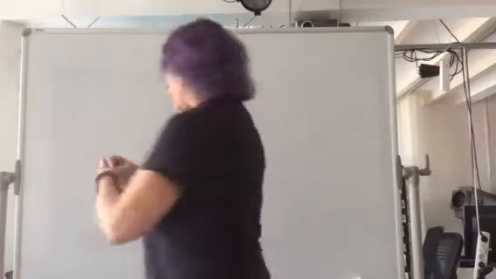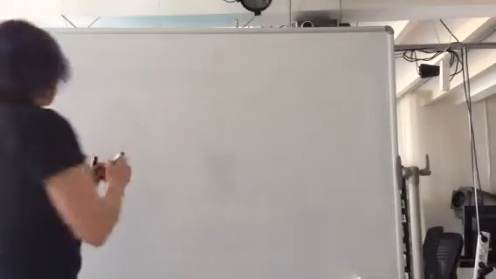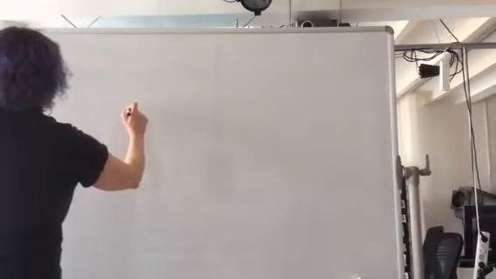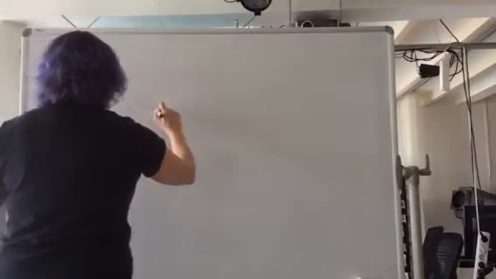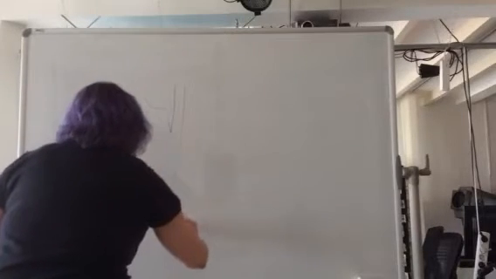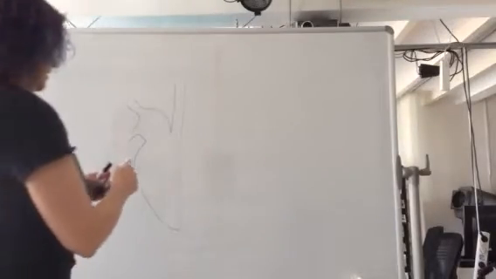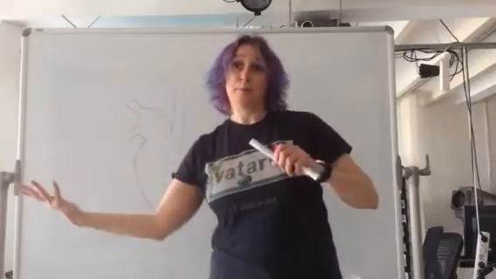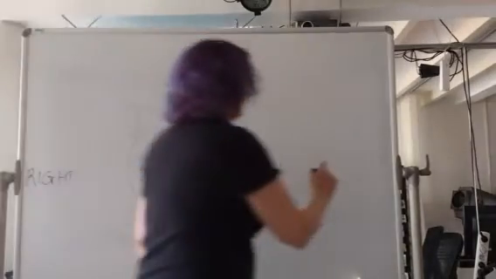Let me check if everything is okay. Yep, we're still online. So, I already said a blue one and a red one. I'm going to start with the blue one because that is the oxygen poor one. So, something like this. Which part is that? Is that the right part or the left part? The right part. Good for you. Right over here and left over here.